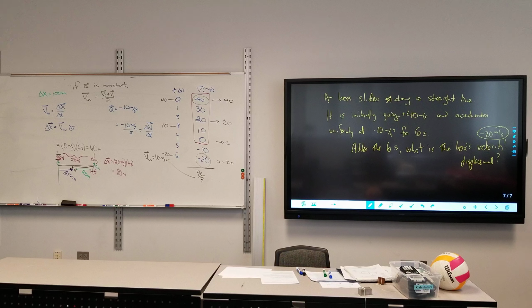My average speed, well, I went 100 meters in 6 seconds. So my average speed, and no vector symbol, is 100 meters divided by 6 seconds. 16.6 repeating meters per second. Something like that.